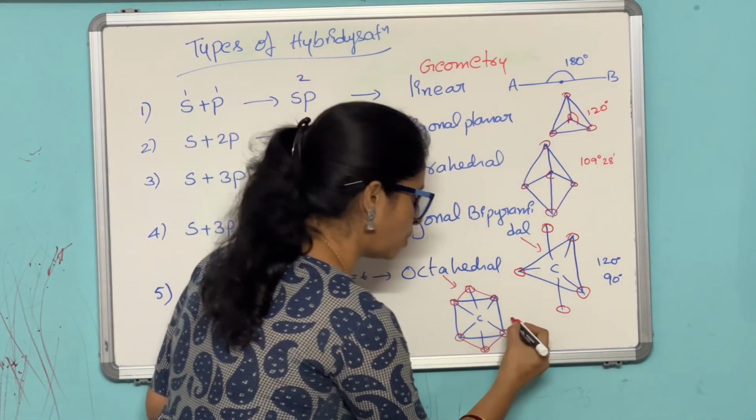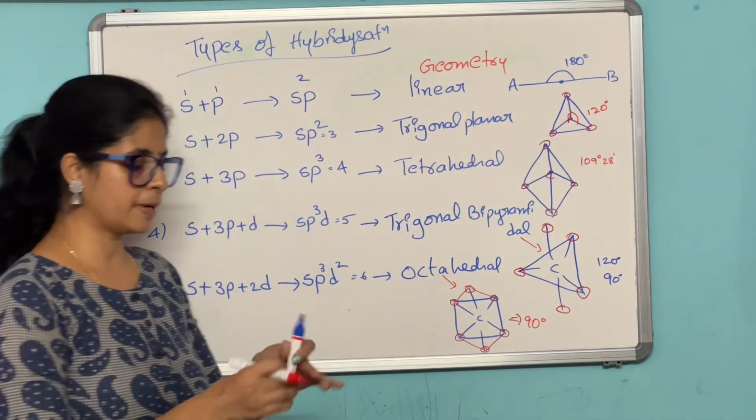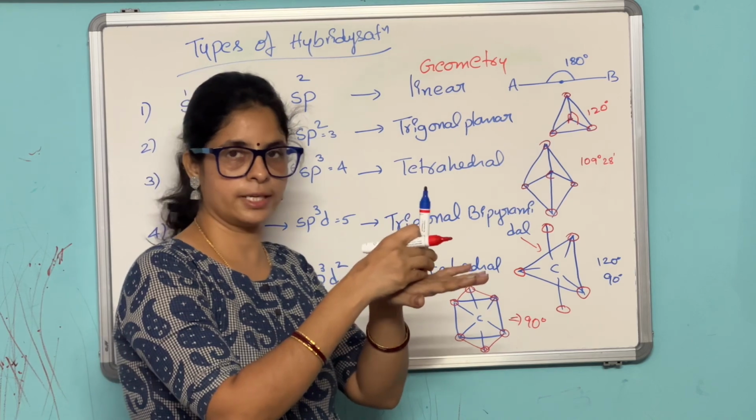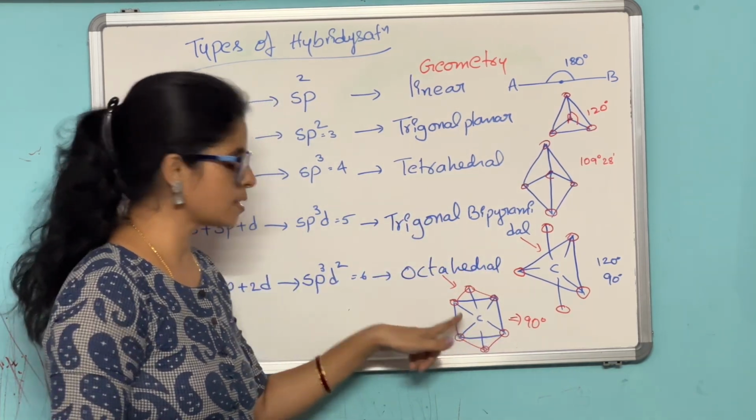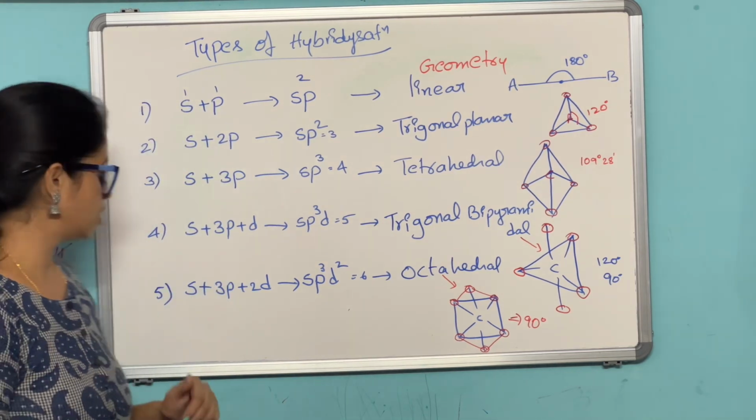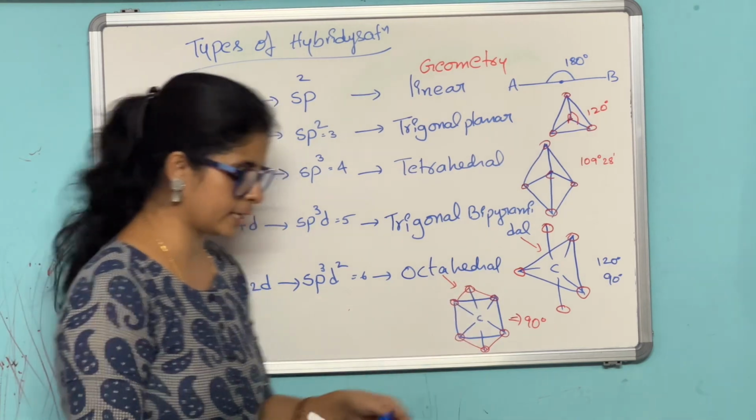So here the bond angle is 90 degrees. Above the plane also 90 degrees, no? Below the plane also 90 degrees bond angle, and at the four corners the bond angle will be 90 degrees. And this is about sp3d2 octahedral geometry.